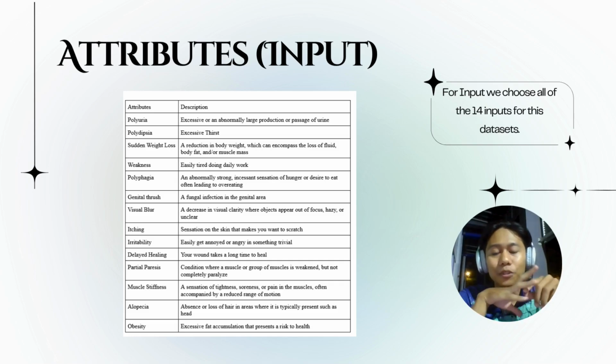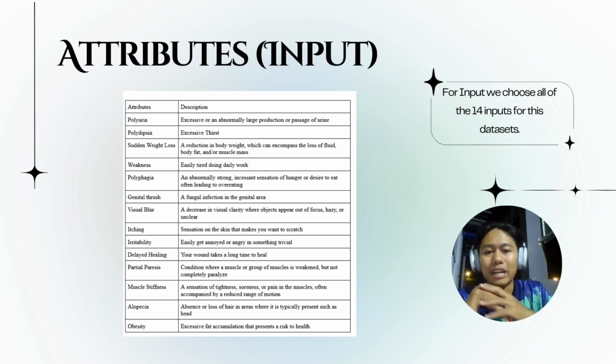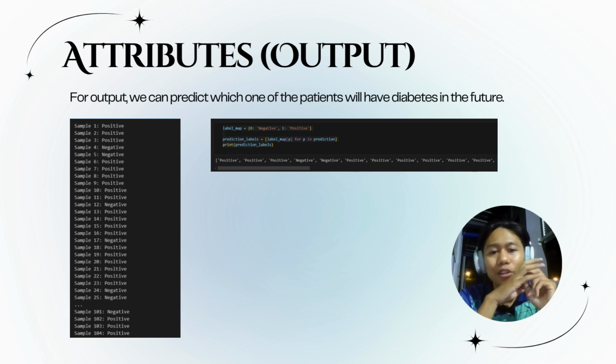After that, we'll be talking about the attributes in terms of the input side. There are 14 inputs that we'll be using in the datasets, which are polyuria, polydipsia, sudden weight loss, weakness, polyphagia, genital thrush, visual blurring, itching, irritability, delayed healing, partial paresis, muscle stiffness, alopecia, and obesity. Next, we'll be talking about the output. For the output of this neural network program, we can predict which of the patients will have diabetes in the future.